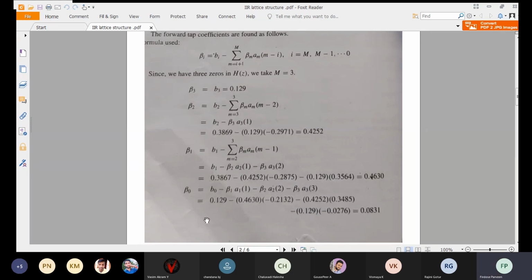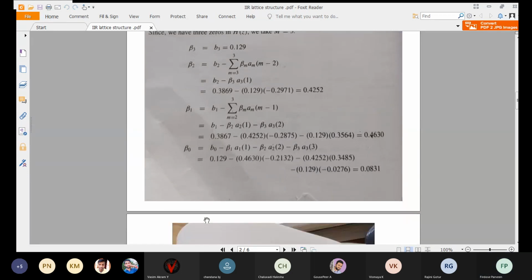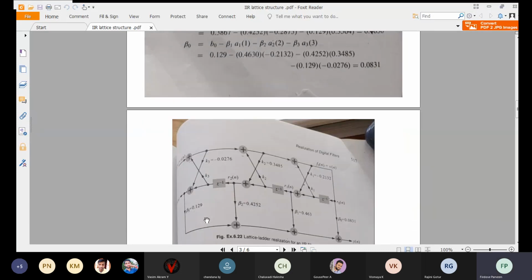Like this. Now draw the structure like this and substitute for K1, K2 and K3.